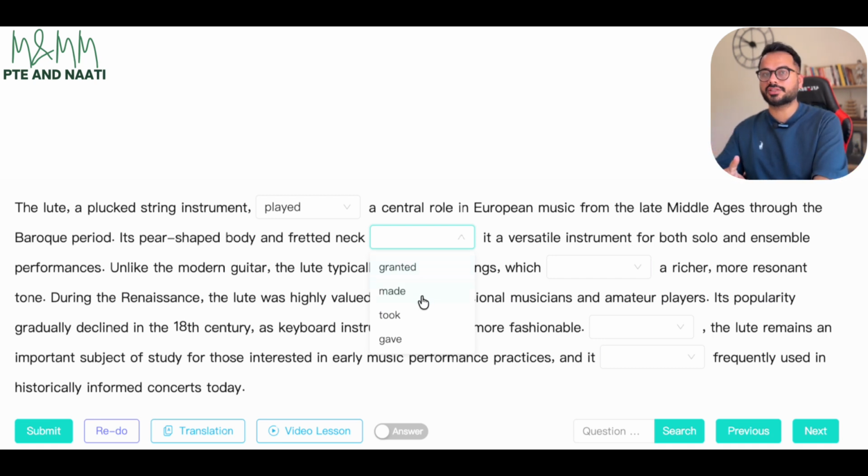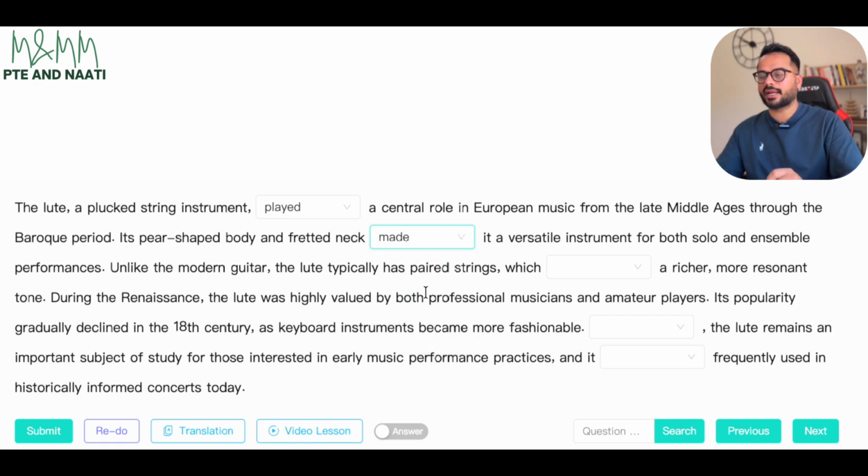Made it a versatile instrument sounds logical, sounds perfect over here. Took it a versatile, that's grammatically incorrect. Gave it a versatile, gave is like if you give a tag, a position to something, which is not the case over here. Made is going to be my right answer. Its pear-shaped body and fretted neck made it a versatile instrument for both solo and ensemble performances. Unlike the modern guitar, the lute typically has paired strings which dash a richer, more resonant tone.